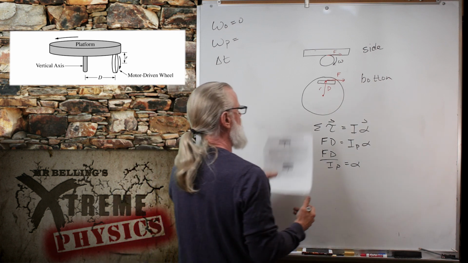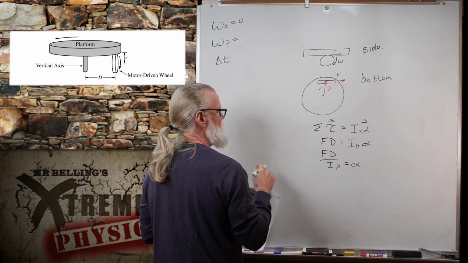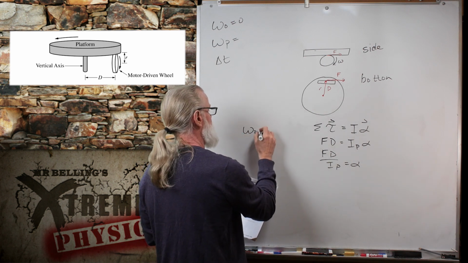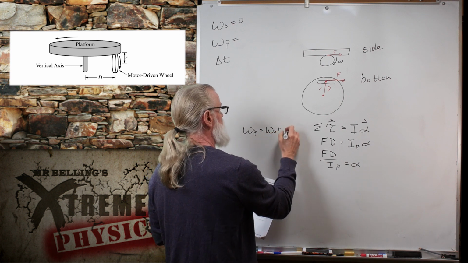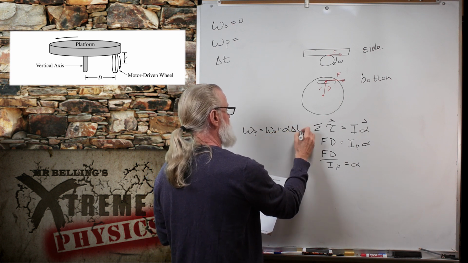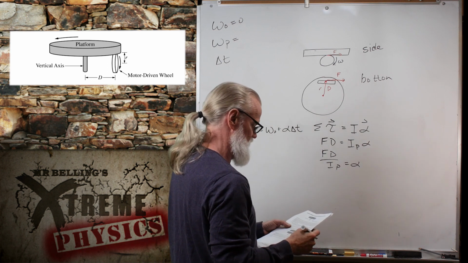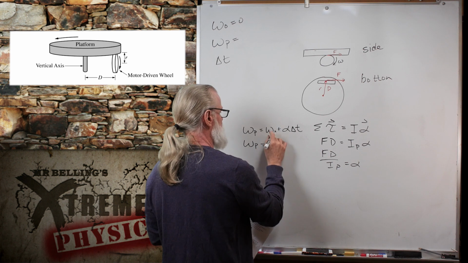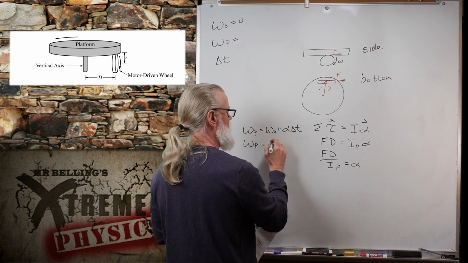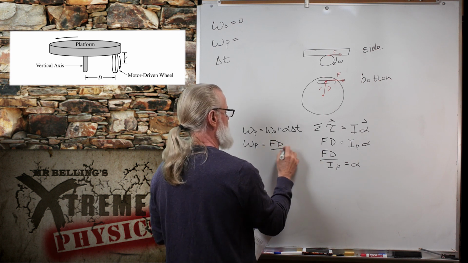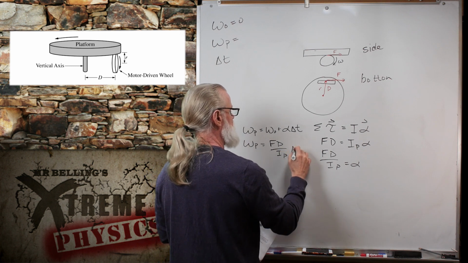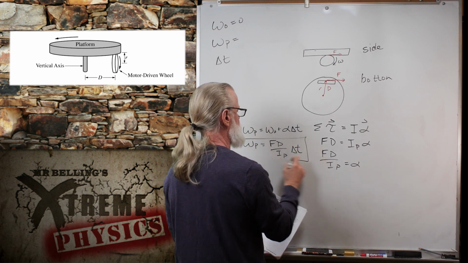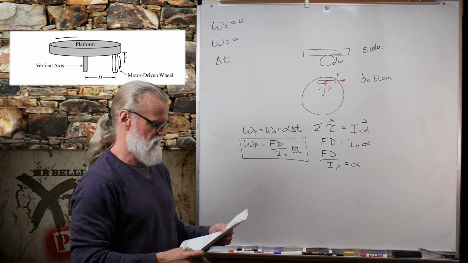And since it's a constant force, it's a constant net torque, we can use our kinematics equations. I think we're going to use omega P equals omega 0 plus alpha delta T. And they gave us delta T. All right, beauty. So omega P, where omega 0 is 0, equals alpha, which is FD over I P, times delta T. Right? All right. Yep. There's our answer, I guess.